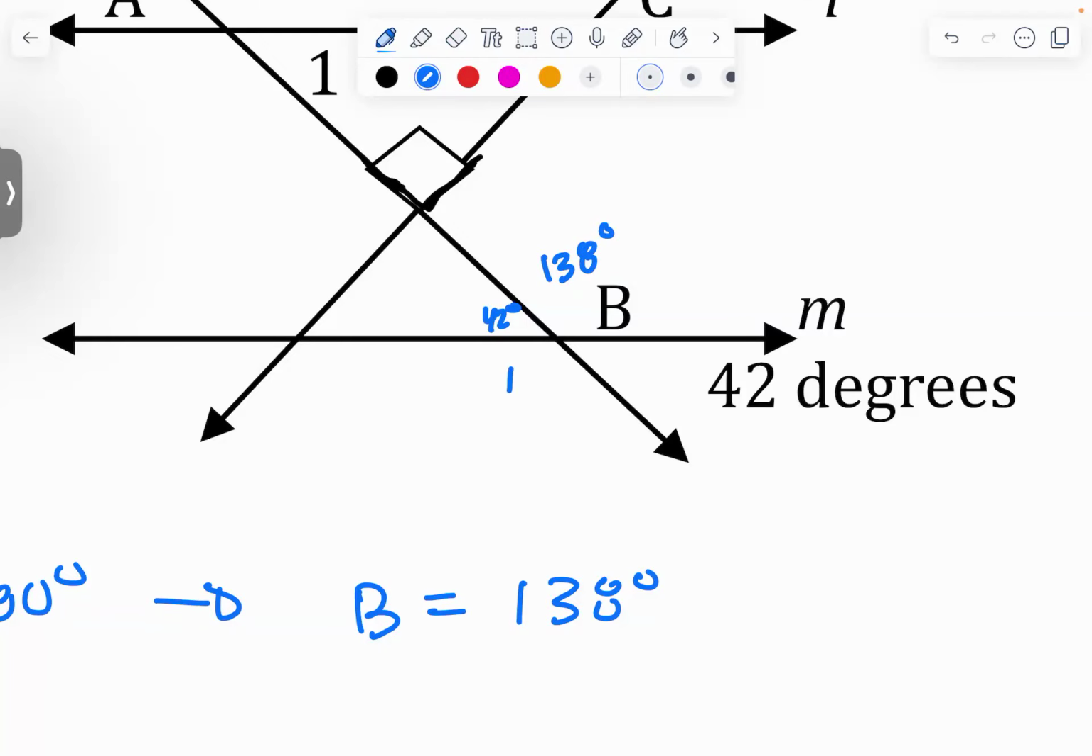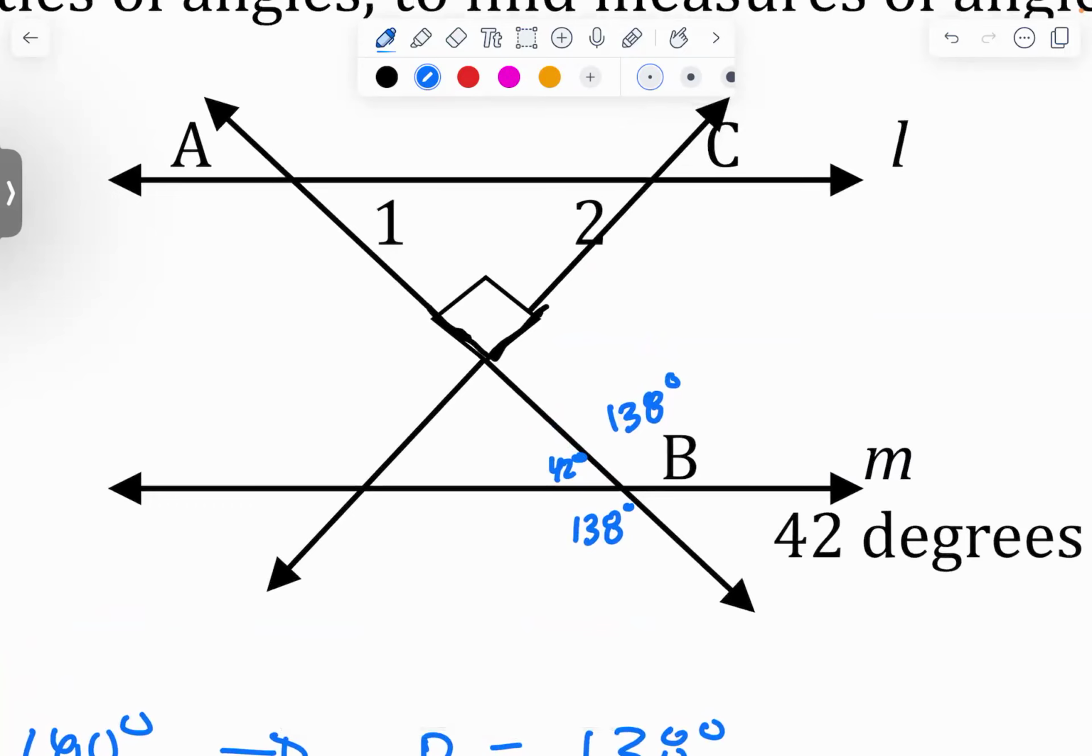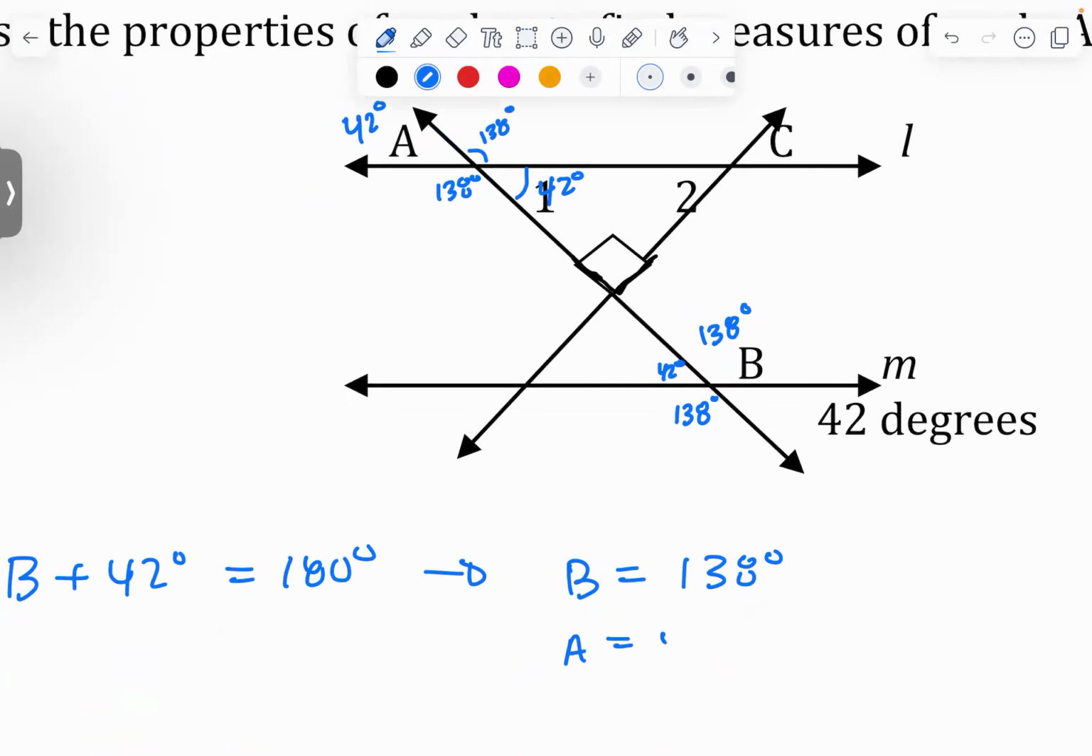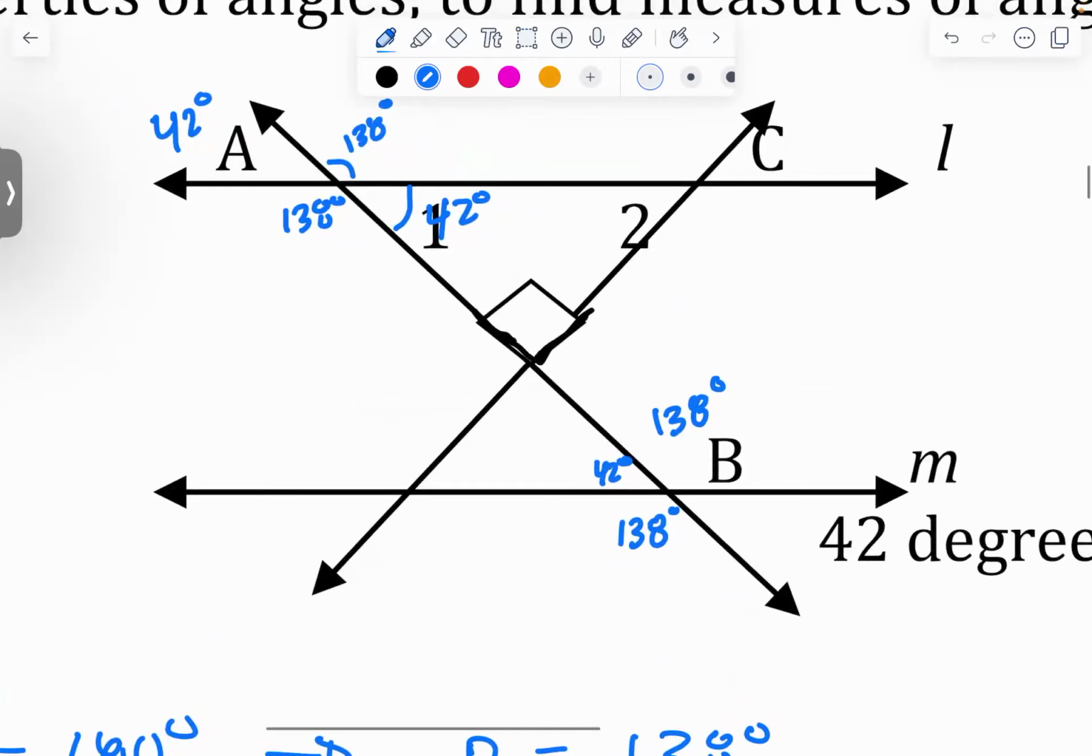Similarly, vertical angles. This guy is 138. Corresponding angles. This one is 138. This one is 138. Because that's 42 degrees, alternate exterior or corresponding. This is 42 degrees, and this guy right here is 42 degrees. So now I found angle A. Now that's all the info I can find without calculating something new.